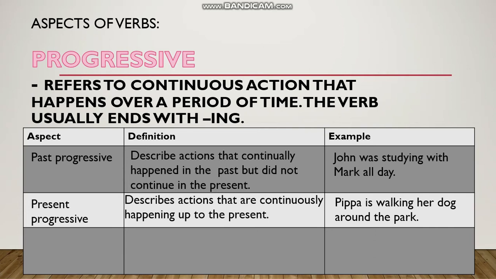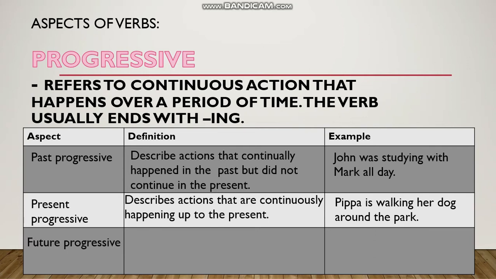Main verb, walking. Root word, walk. Add the main ingredient, ing. And also, take a look at the linking verb, is. It's in present form. So this is the present progressive aspect.